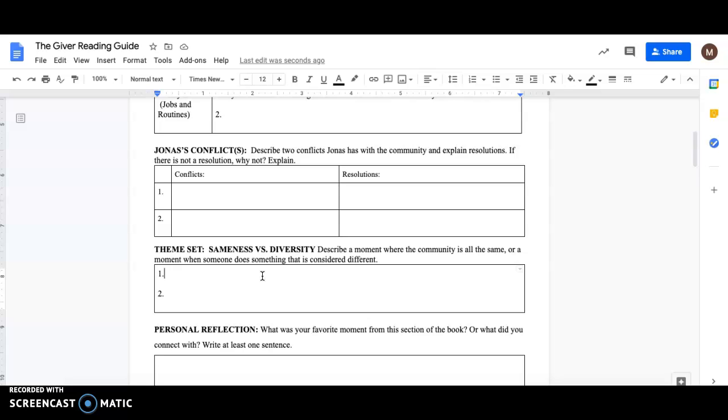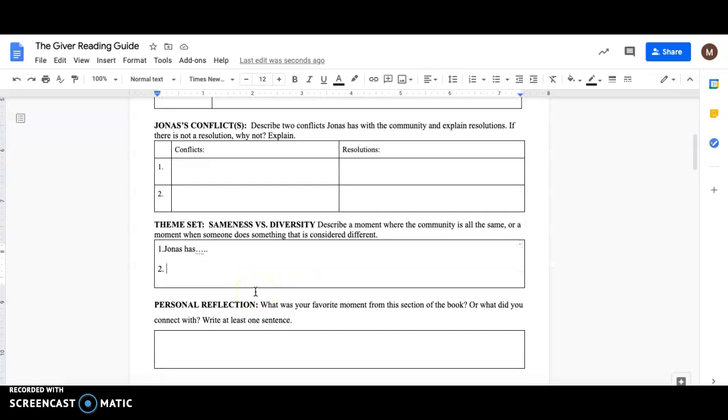Talk about that December ceremony that's coming up and Jonas is scared because everyone's going to get their job, right? That's something that all of them are going to get together. Or we find out Jonas has a physical difference. That'd be something cool to put here. So Jonas has, I'm not going to tell you what it is, but look back in the section, there's something different physically about him, but the other characters don't talk about it, but it exists, right? Small differences do exist, but they don't really talk about them. So something that's either the same or different with the people in the community.